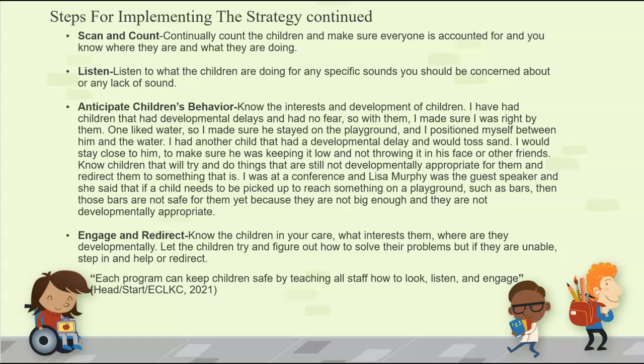The next one is engage and redirect. Know the children in your care, what interests them, and where they are developmentally. And then let the children try and figure out how to solve their problems. But if they're not able to do it, then you step in and you help redirect. Each program can keep children safe by teaching all staff how to look, listen, and engage.